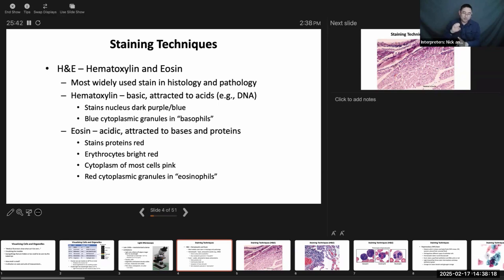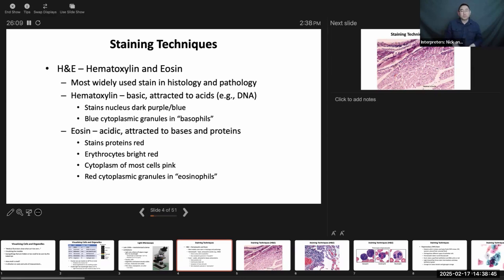Eosinophils have little granules in their cytoplasm, which are basic, they're alkaline. So they're going to attract the acidic eosin, and they're going to end up having red granules of cytoplasm in these eosinophils. So again, eosinophil literally gets its name. It means loves eosin. So they were recognized because of attracting the eosin stain to the cytoplasmic granules.